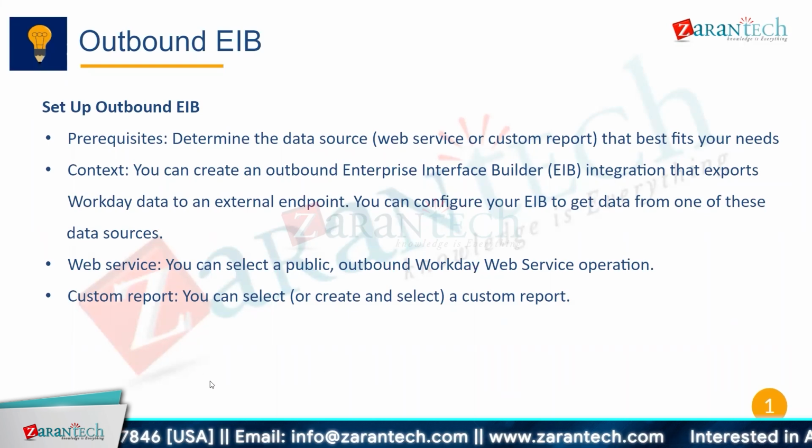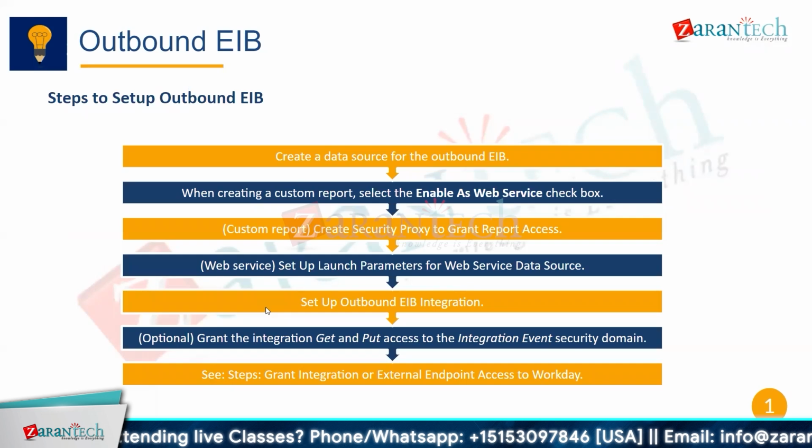So web services, you can select a public outbound Workday web service operation, or you can use a custom report like the one that we just saw, the benefit census, and use that as your data source for your outbound EIB. So when setting up an outbound EIB, there is a guideline or steps that one should follow, like create a data source for the outbound EIB. When creating a custom report, enable as a web service checkbox, create security proxy to grant report access.